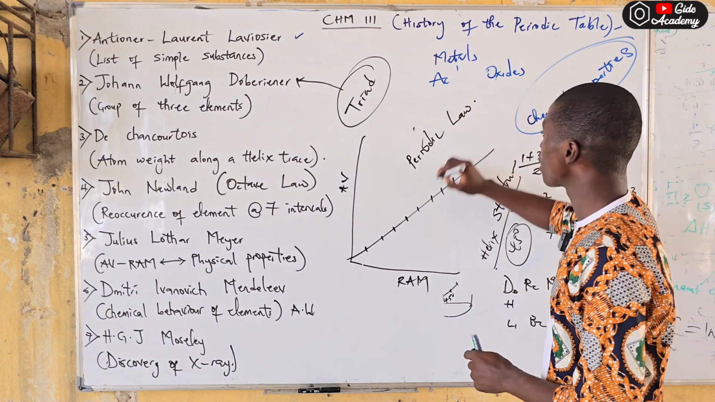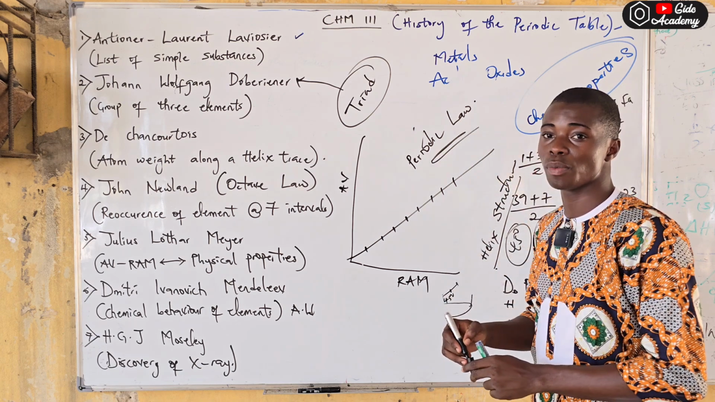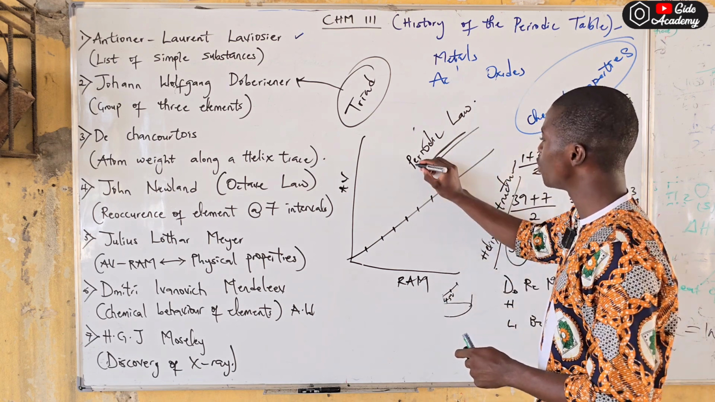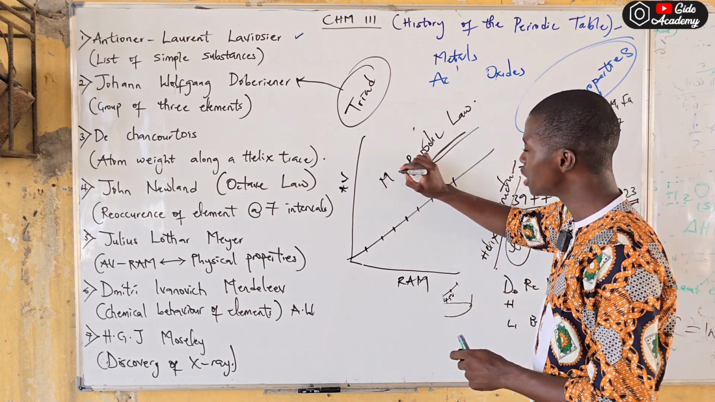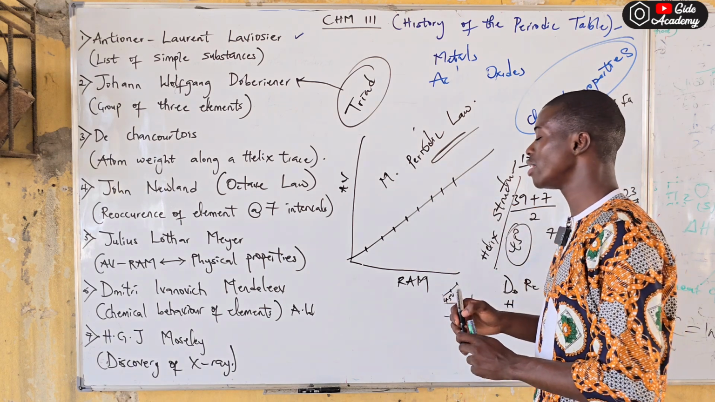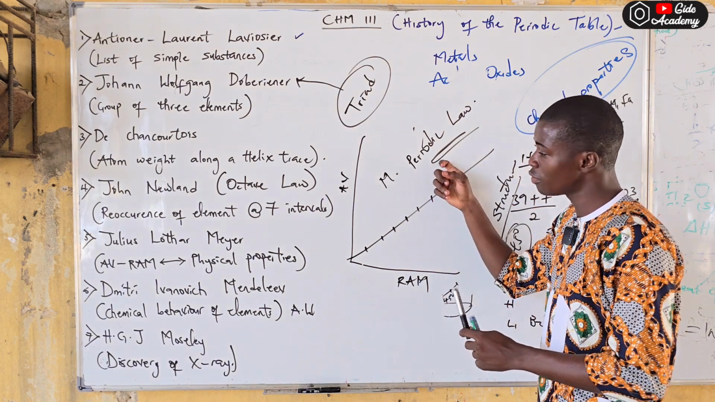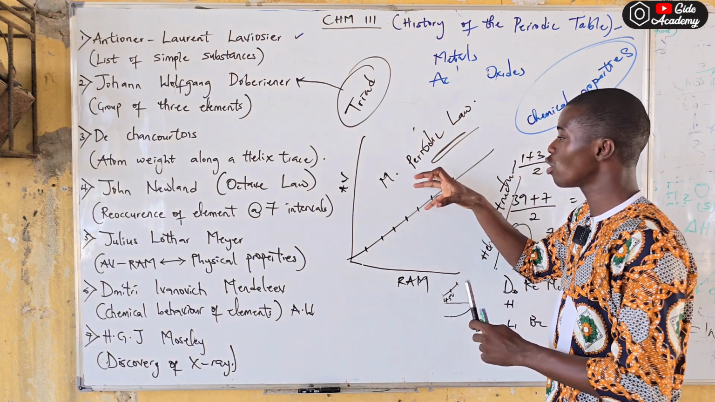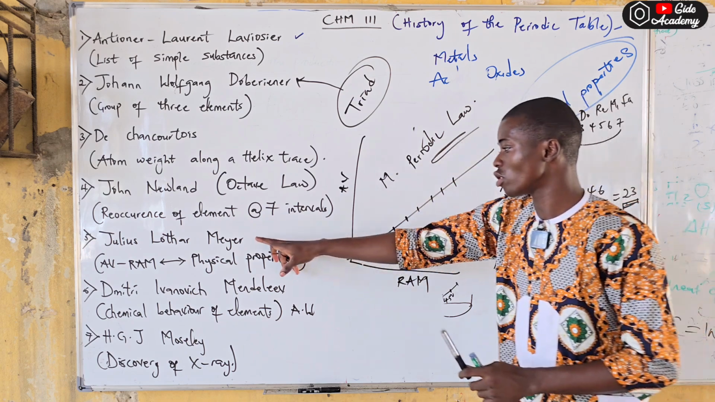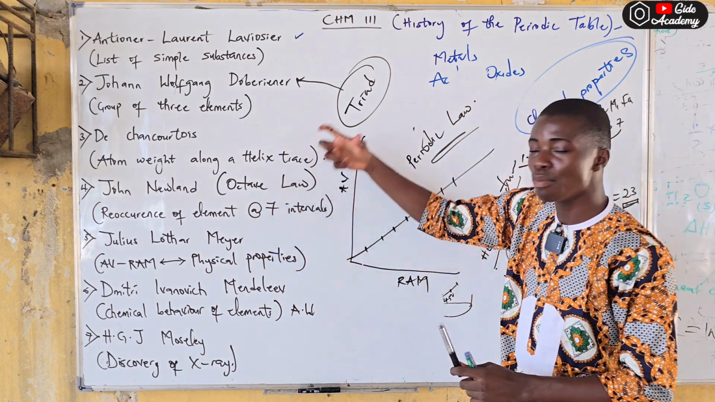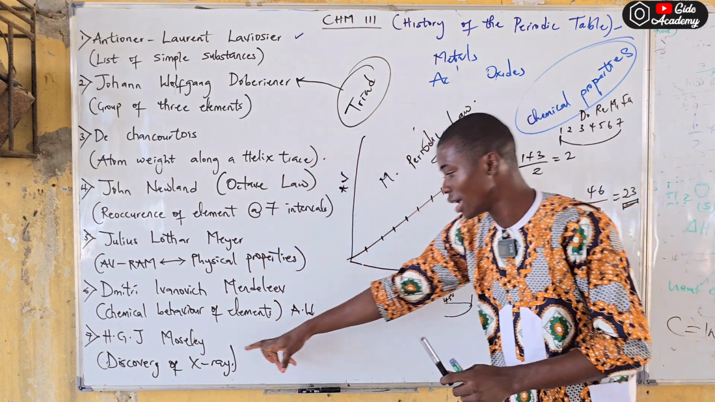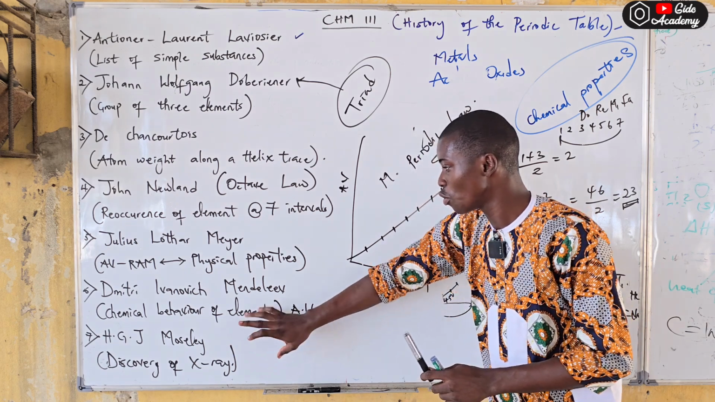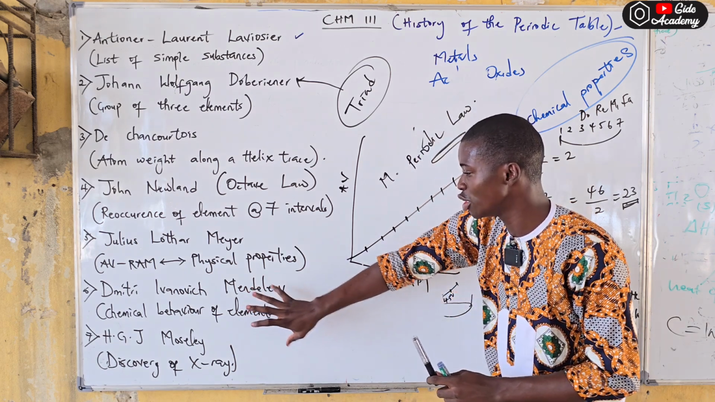So in the history of the periodic table, we have 2 laws. We have the periodic law and we have the modern periodic law. Now, Dmitri Mendeleev didn't propose the periodic law, not even the modern periodic law. The periodic law was proposed by Julius Lothar Meyer, while the modern periodic law was proposed by Henry Moseley, who is a physicist. So what was the contribution of Dmitri Mendeleev?